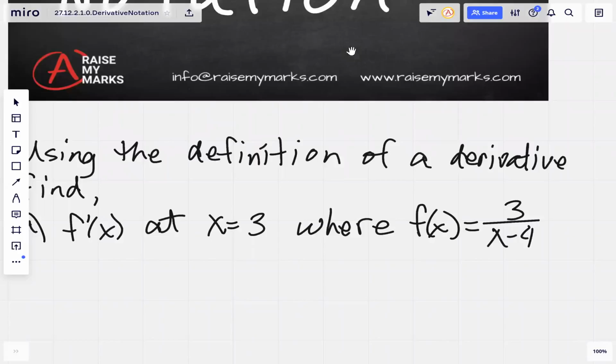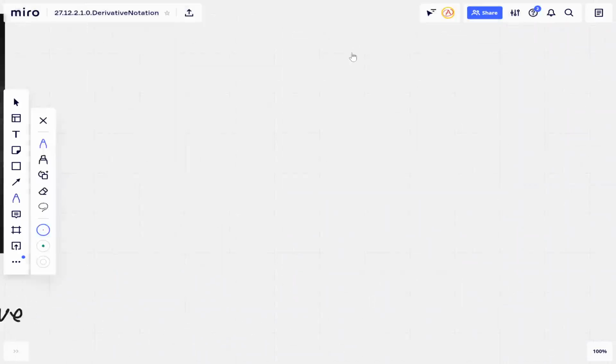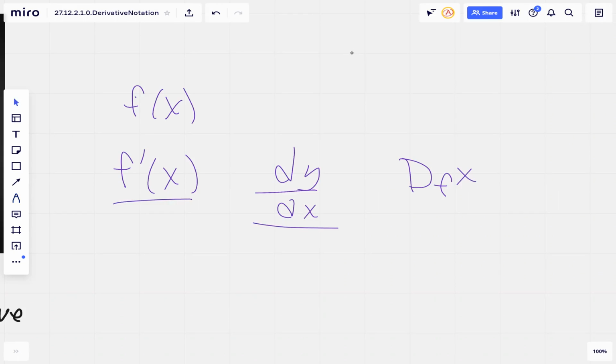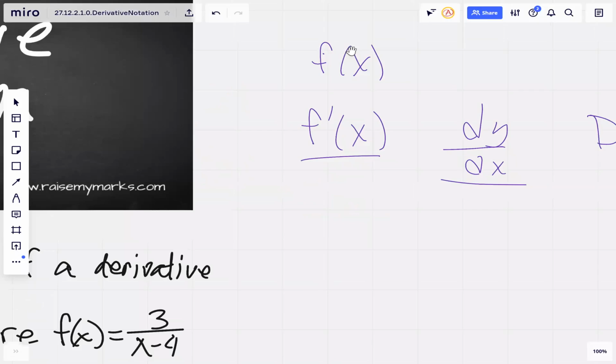So why don't we go back up here and have a look at the different ways to denote the derivative. If we're given a function f of x, we can denote the derivative as f prime of x or dy/dx. There's also, sometimes you may see this, big D, little f, and an x. Most of the ways that you probably see are the first two. Okay, so now let's go back to our first question.